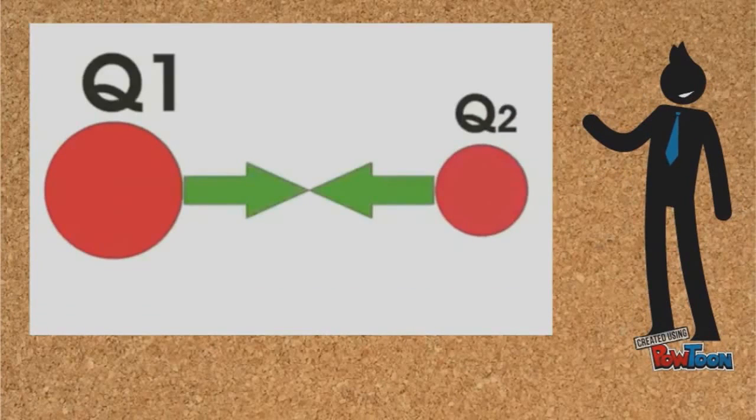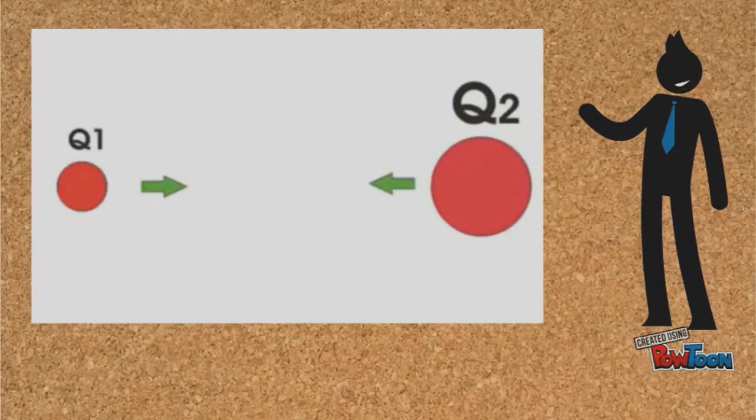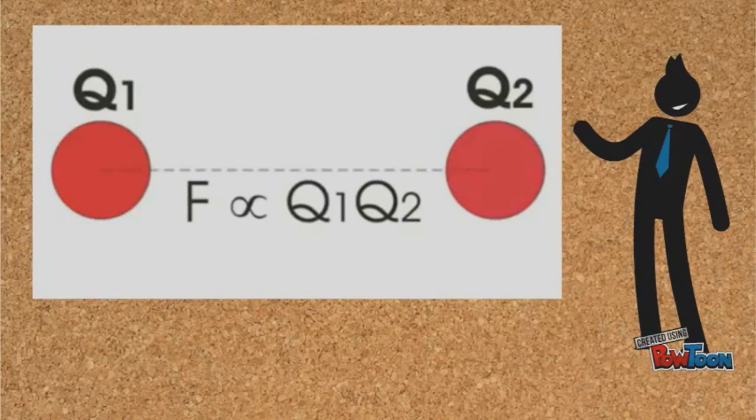Now, if you increase the charge Q1, keeping Q2 unchanged, the force is obviously increased. If you decrease the charge Q1, keeping Q2 unchanged, the force is obviously decreased. According to Coulomb's law, F is proportional to the product of Q1 and Q2.